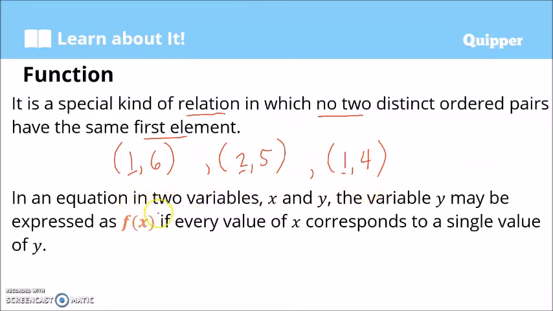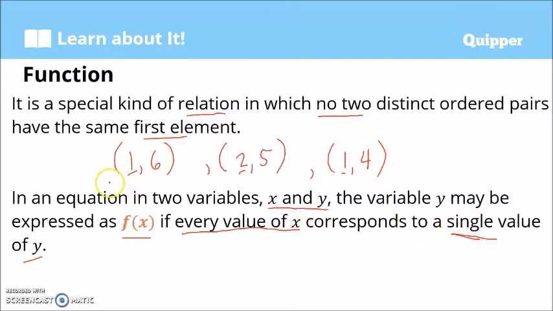So in an equation in two variables, x and y, the variable y may be expressed as f of x. It is read as f of x or a function of x if every value of x corresponds to a single value of y. Remember this one. Lahat daw ng value ng x, isa-isang value ng x, dapat single value lang ng y.